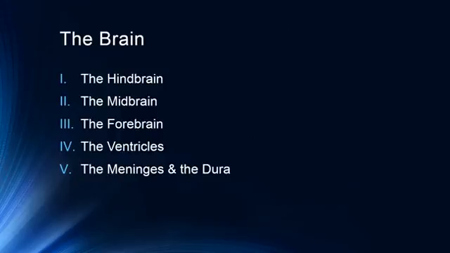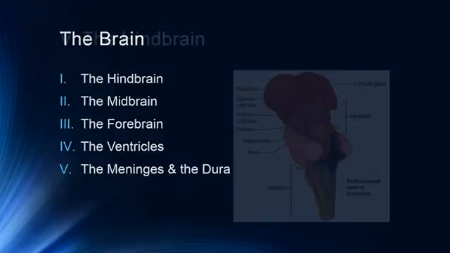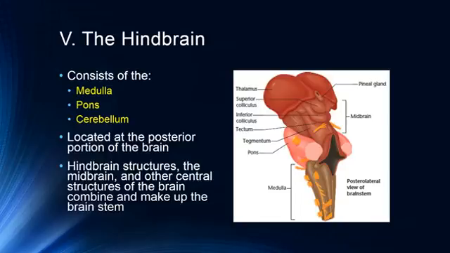Today we'll talk first about the hindbrain, and then the midbrain, then the forebrain, then we'll talk about the cerebral cortex in more detail in our next lecture. We'll talk a little bit about the ventricles and the meninges and the dura, which are some other anatomical structures of importance. So the hindbrain consists of the medulla, the pons, and the cerebellum.